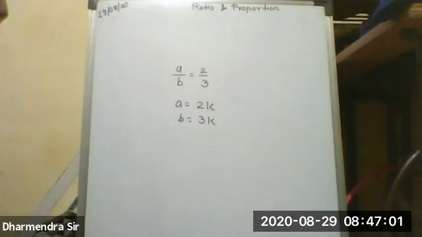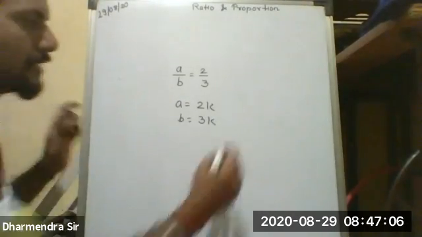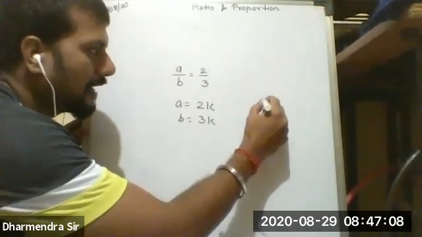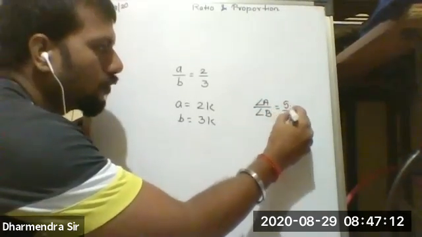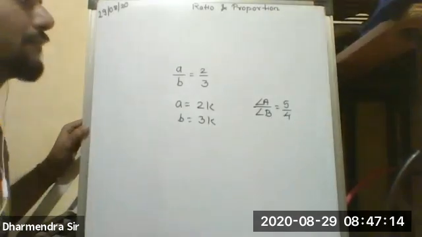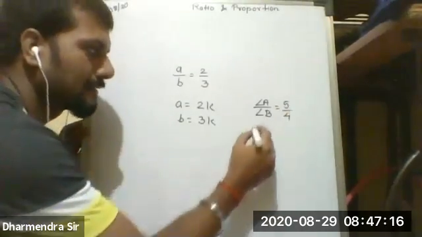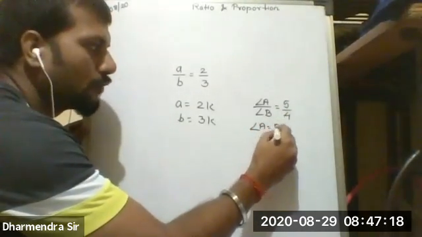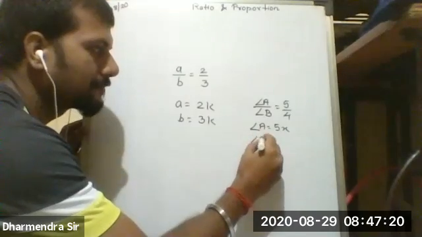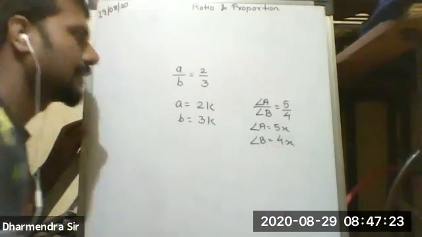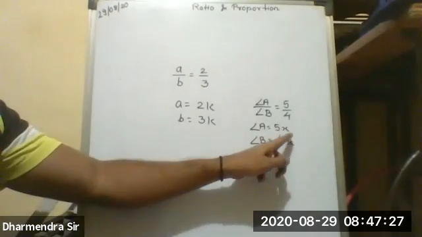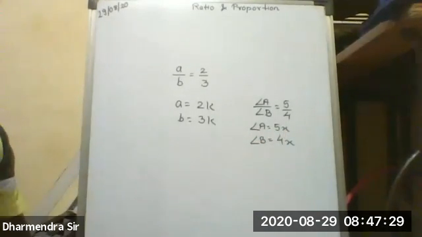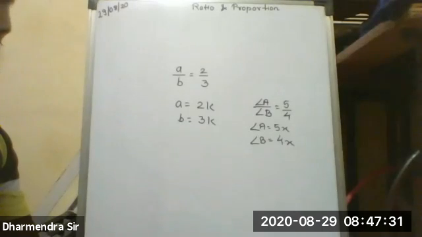Yesterday we have done this for angles. In that, the angles were given in the ratio, that is angle A by angle B was given in the ratio 5 by 4. So we have taken a common multiple, that is angle A is equal to 5x and angle B is equal to 4x. And we evaluated the problem, and at last we got the value of x, and we substituted the value of x, and we got the required measures.